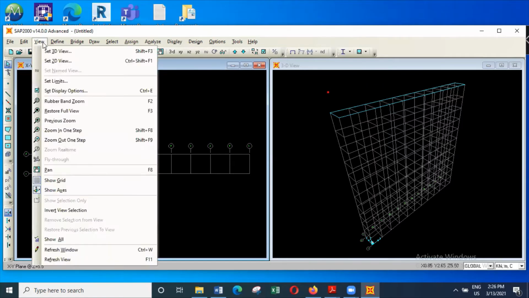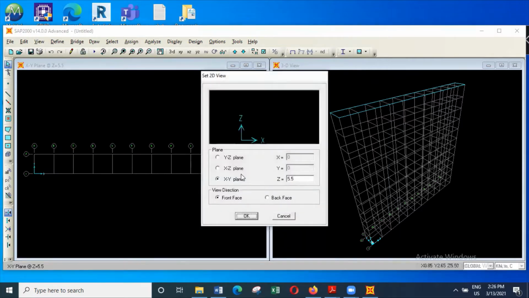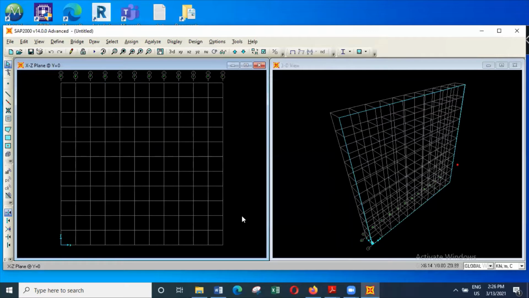So what we can do is we can go and see the view at y is equal to 0. So this is how the deep beam looks like. And so if you want to create the beam, deep beam, which is having a length of 6 meters, I have got only 5.5 meters.